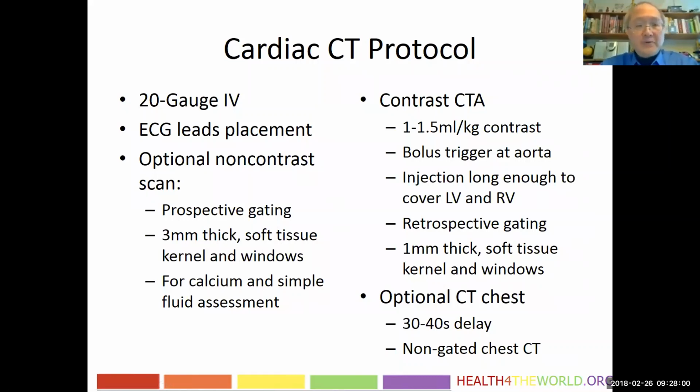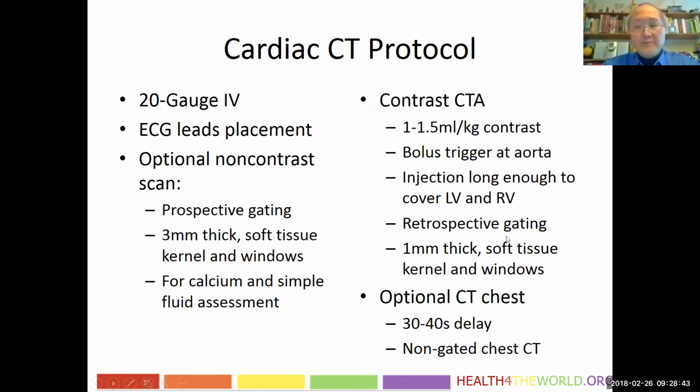We do this optional non-contrast scan primarily to assess any calcium in the tumor and to do some simple measurements of the fluid collections to see whether they are simple or complex. Then we perform the contrast-enhanced CT angiogram. Typically, we give 1 to 1.5 milliliters per kilogram of contrast volume. We set up a bolus trigger at the aorta. We want to make sure that the injection is long enough, by adjusting the injection rate, so that by the time we trigger in the aorta, we still have contrast in the right ventricle, so we can light up the entire heart and evaluate the mass on either the left or right side.